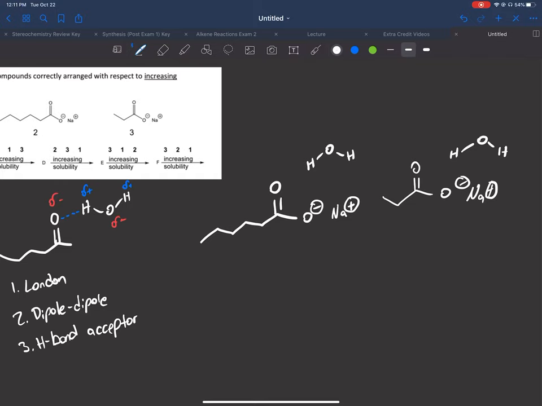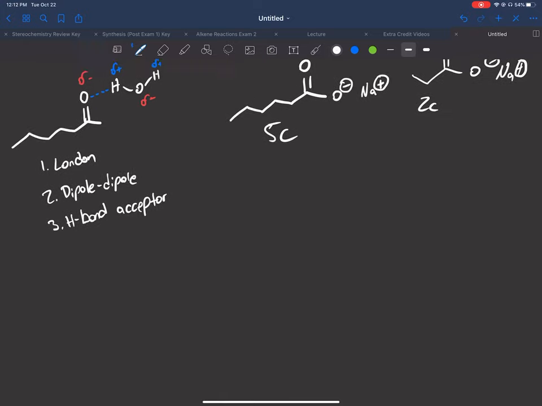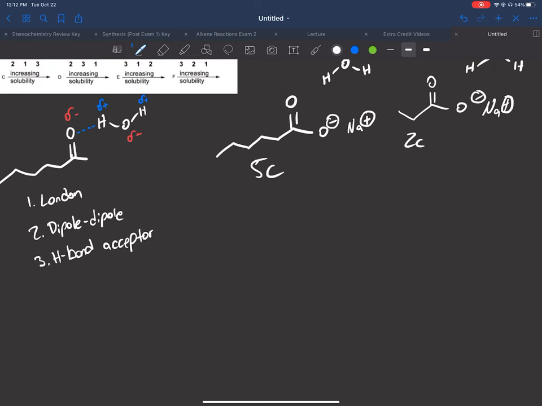The longer your chain is, so you can see we have two carbons here, and there's 1, 2, 3, 4, 5 carbons. The longer your chain is, the lower your boiling point will be. So the longer the chain, the lower your boiling point. Now, the longer your chain, the lower your solubility will be.